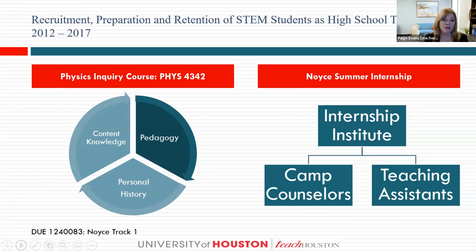We did this because many of our student teachers would revert back to traditional models of teaching when they got to their student teaching semester. Thus, one of the main goals of the course was to change their mental model of teaching. Another main objective of this grant was to provide paid summer internships. So the interns would attend an internship institute where they would prepare to serve as camp counselors and teaching assistants in a residential STEM camp for underserved minority populations. This grant resulted in 34 secondary STEM teachers.